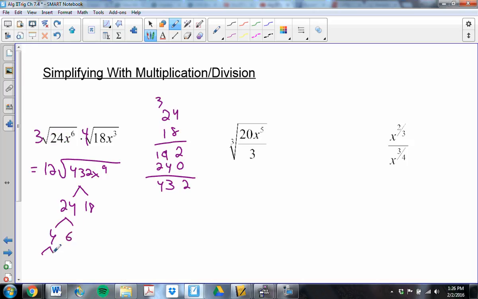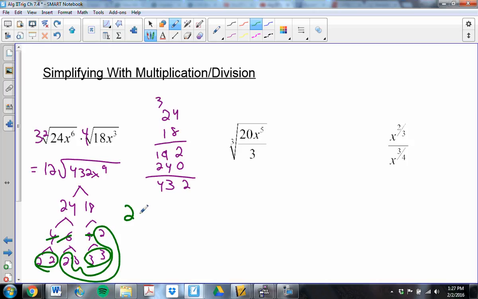24 is 4 and 6. 4 is 2 and 2. 6 is 2 and 3. 18 is 9 and 2. 9 is 3 and 3. Because I'm doing a square root, I'm looking for pairs of the same number. Well, there's a pair. There's a pair. There's a pair. I just look at the ends of the trees, so these numbers here don't matter at all. So I can pull out a pair of 2s, another pair of 2s, and a pair of 3s, and what's left behind is this 3 right here.